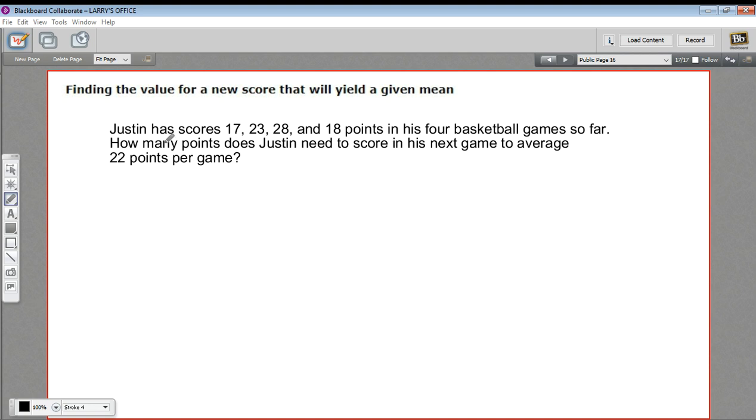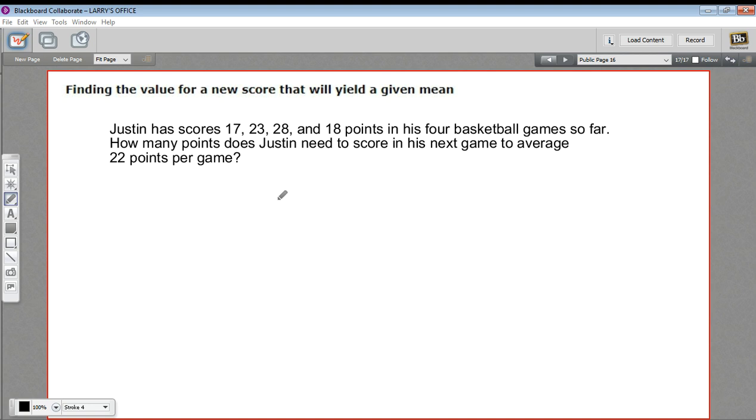It says Justin has scores of 17, 23, 28, and 18 points in his 4 basketball games so far. How many points does Justin need to score in his next game to average 22 points per game? So there are going to be 5 numbers here. One of them we don't know yet. That's what we need to figure out. And the average of those 5 numbers is going to be 22 points per game.